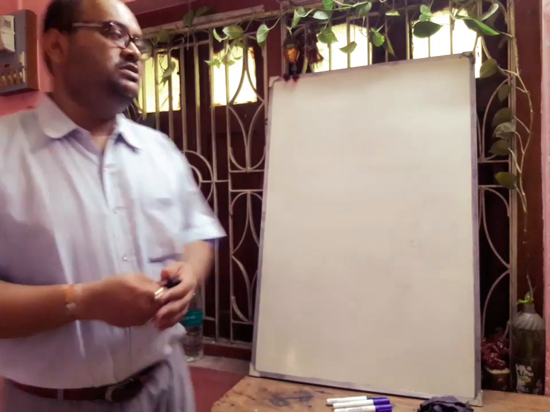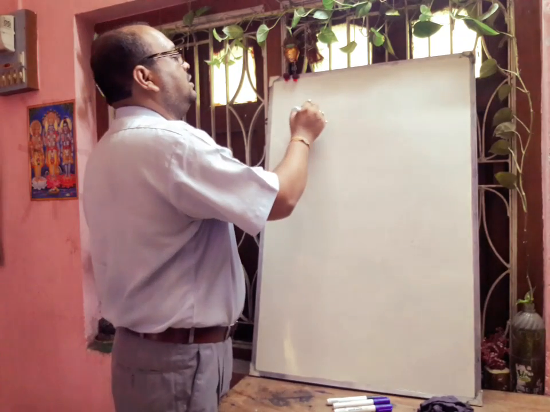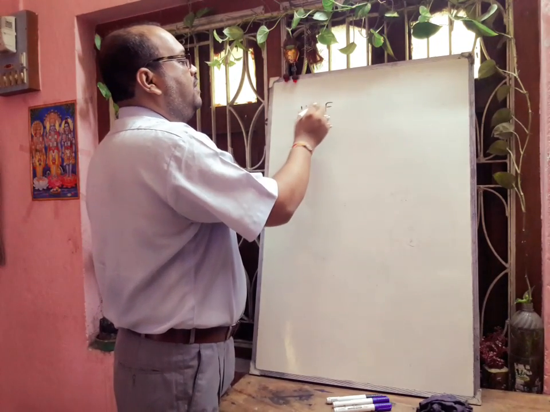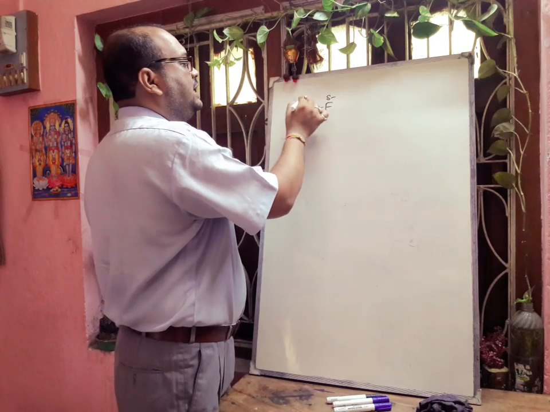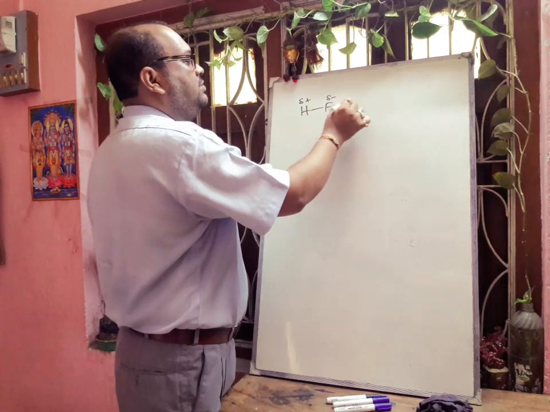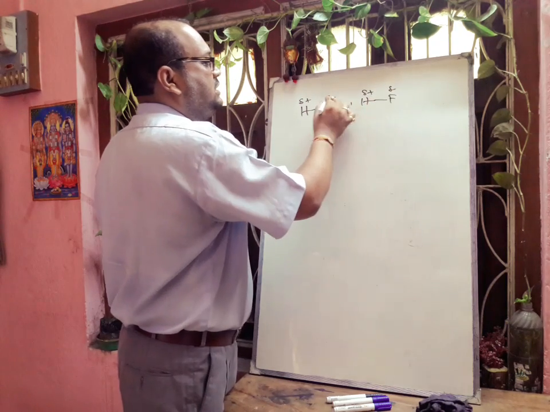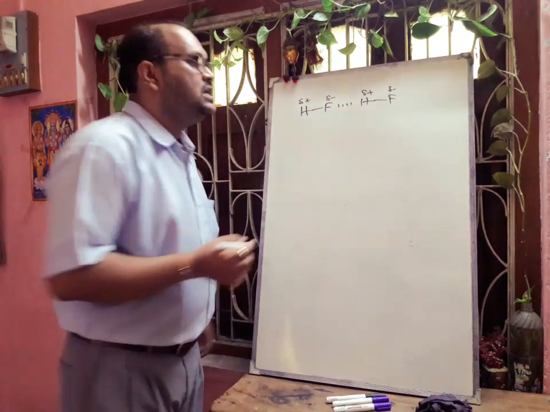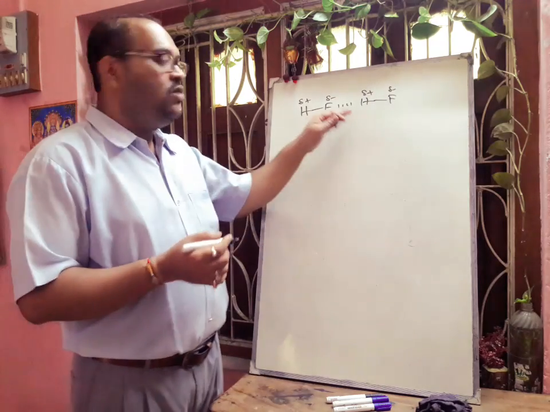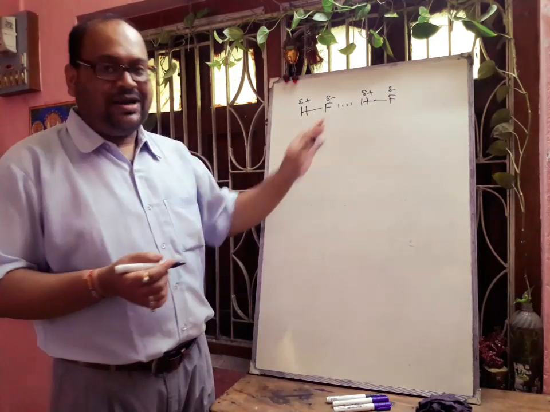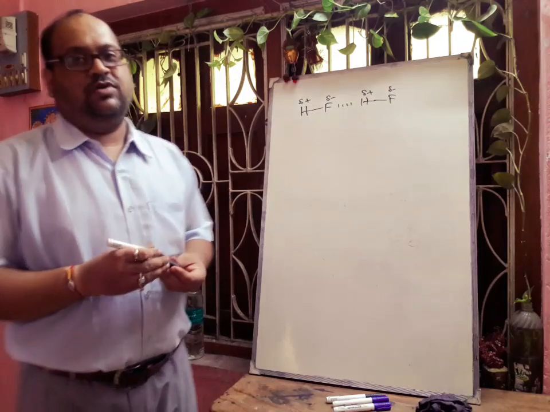Suppose if we think about the HF molecule, in the HF molecule this fluorine is more electronegative, so it will be delta negative and this will be delta positive. Definitely there will be one interaction with another HF molecule. They are delta positive and delta negative. So this delta negative and delta positive will attract each other. Definitely there will be one weak type of non-covalent interaction. This is not covalent, non-covalent interaction. This is called hydrogen bond.